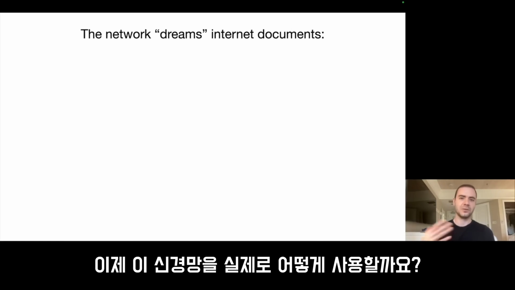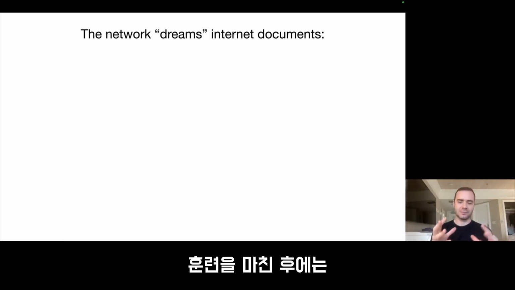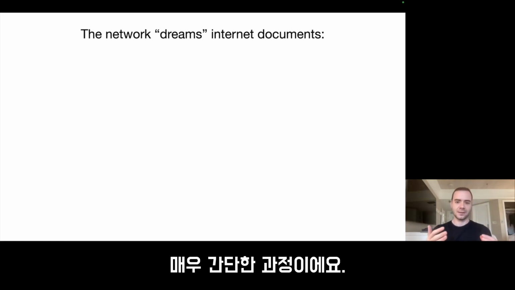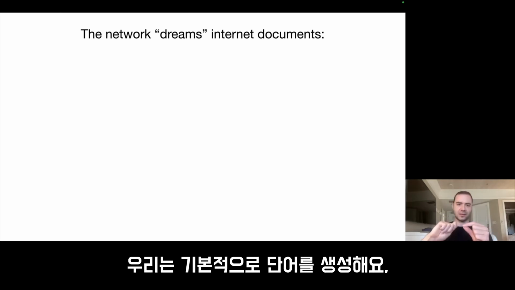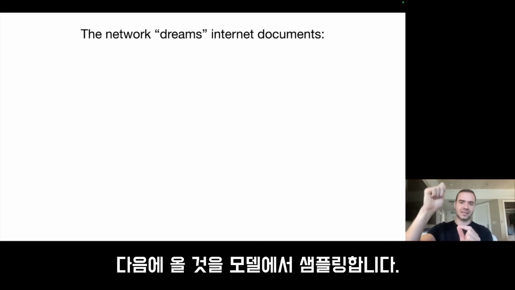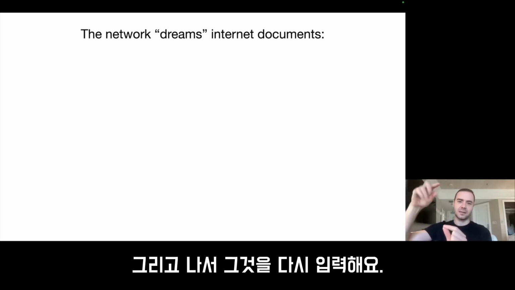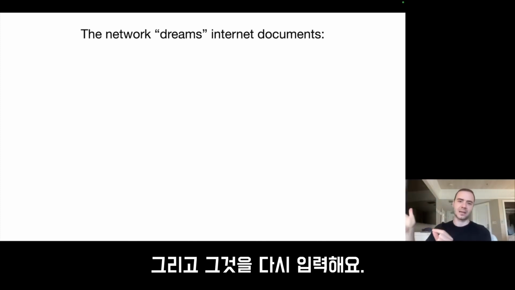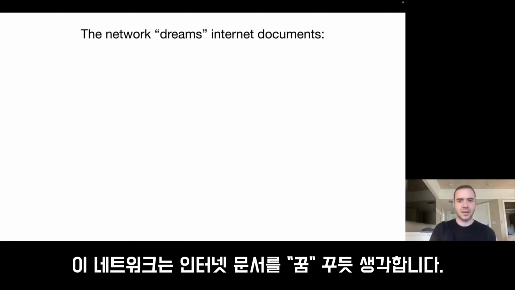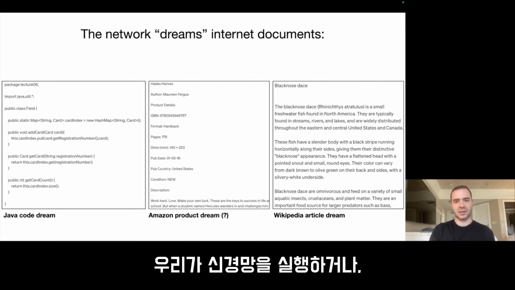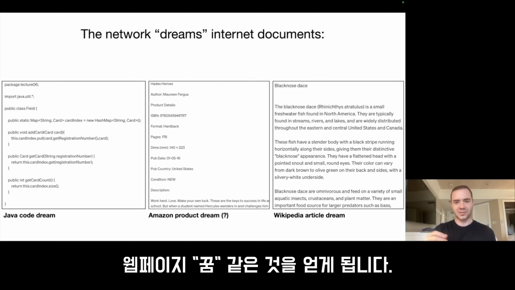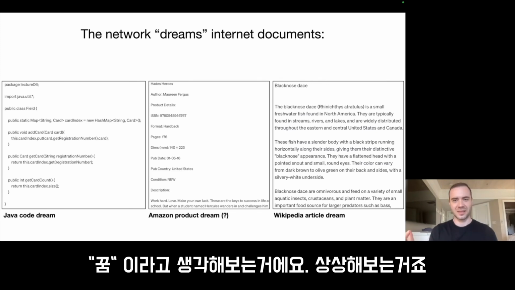Now, how do we actually use these neural networks? Well, once we've trained them, I showed you that the model inference is a very simple process. We basically generate what comes next. We sample from the model, so we pick a word, and then we continue feeding it back in and get the next word and continue feeding that back in. So we can iterate this process, and this network then dreams internet documents. So for example, if we just run the neural network, or as we say, perform inference, we would get sort of like web page dreams. You can almost think about it that way, right?